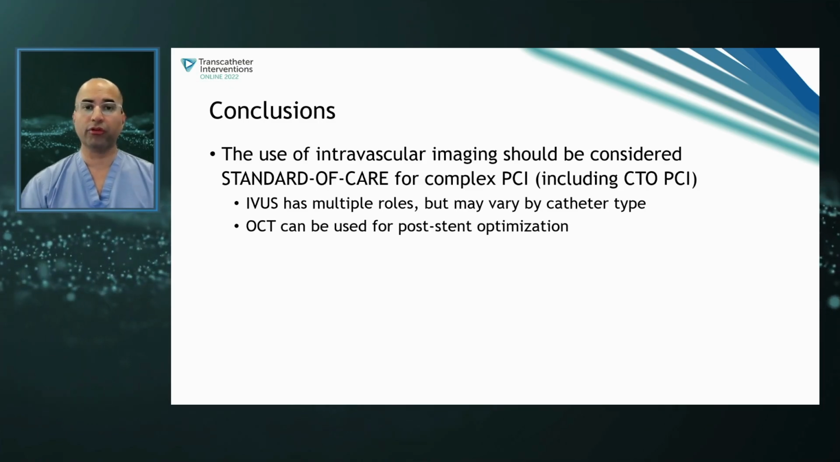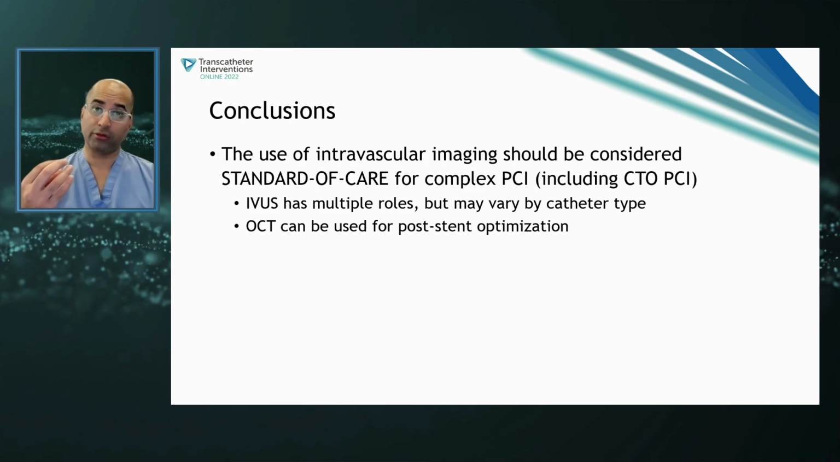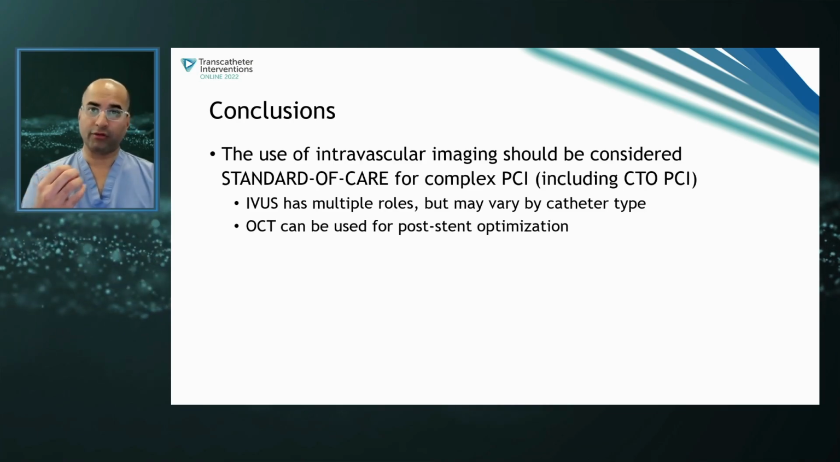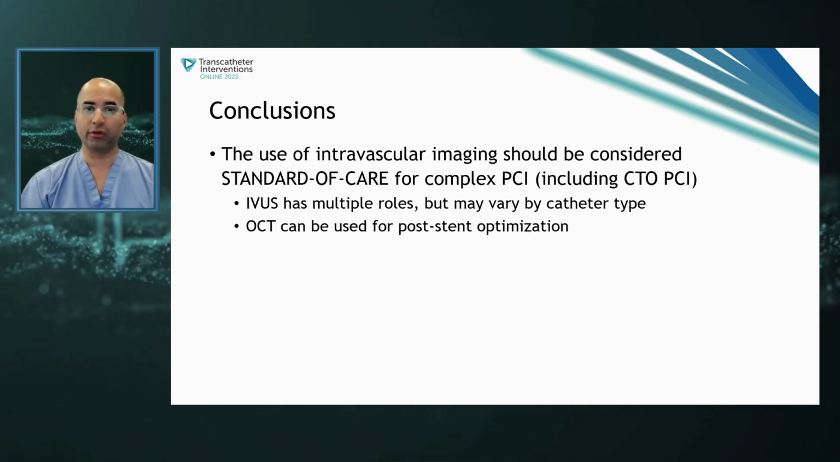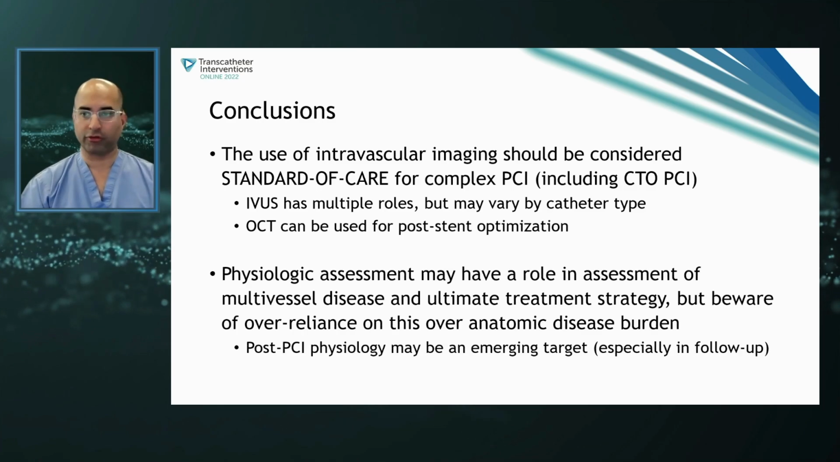IVUS has multiple roles, may vary by catheter type. Typically, the Eagle Eye is harder to cross, but it's the catheter that's most useful for guidance of cap penetration because of where the transducer is located. OCT has a role, but predominantly for post-stent optimization, because you don't want to pressurize the lumen.